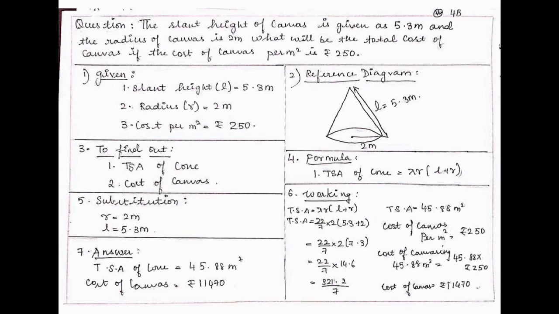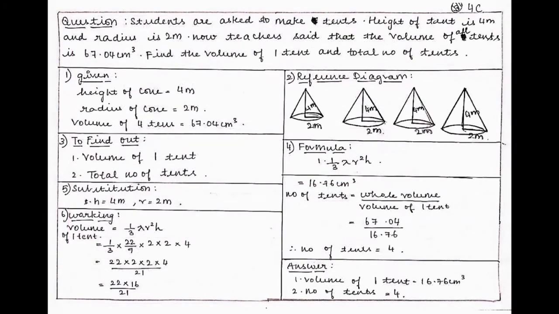Now we have to find the cost of the canvas. In the given, they have given that the cost per meter square is rupees 250. So the cost of 45.88 meter square is equal to 250 into 45.88. When we multiply this, we will get the cost of canvas as rupees 11,470. So the answer is: total surface area of cone is 45.88 meter square and the cost of canvas is rupees 11,470.